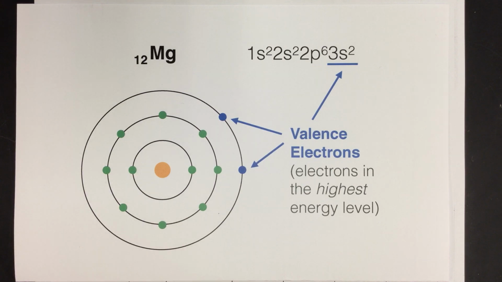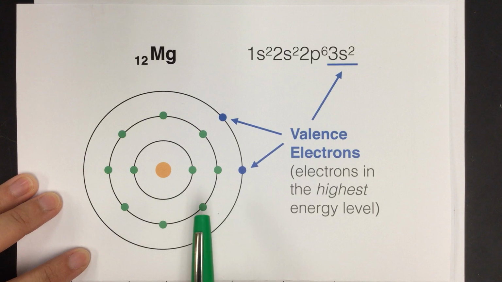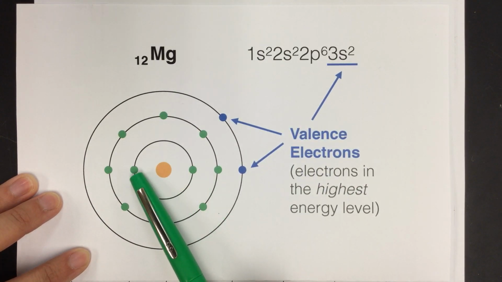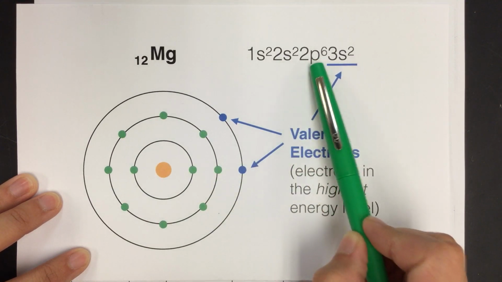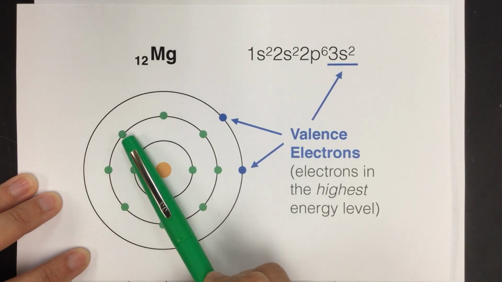So here we have a diagram of an atom of magnesium, and it shows the energy levels with its electrons. So we have 1s2, which are the 2 electrons there, 2s2, so now we're in the second energy level. It has both s electrons and p electrons for a total of 8. 1, 2, 3, 4, 5, 6, 7, 8.